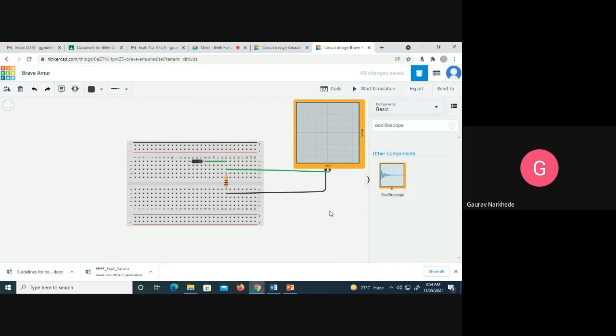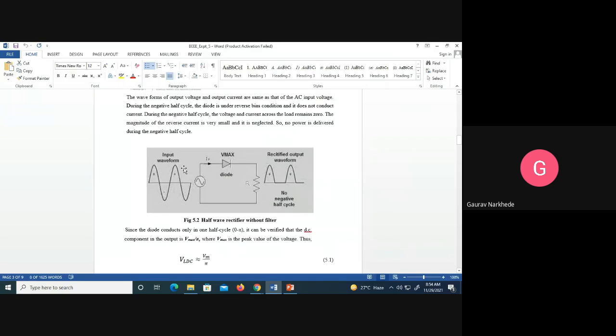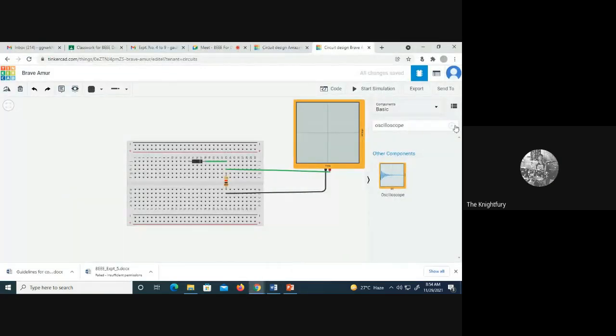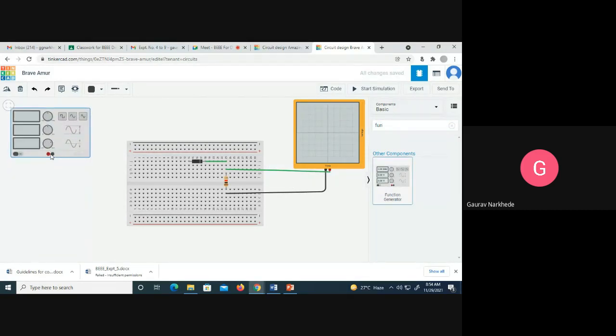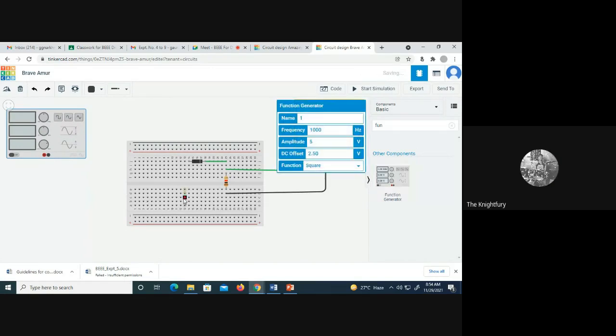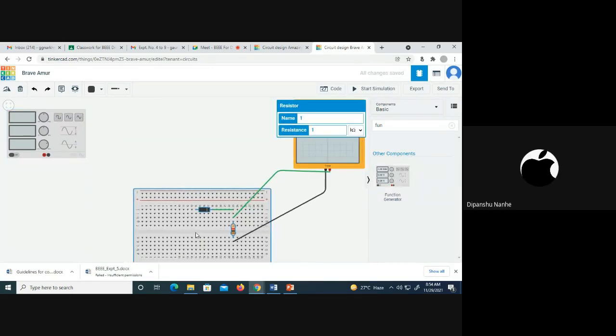Yes, sir. Now, what should be given to the input? This sine wave. So from where can I generate the sine wave? Function generator. Very good. So here I can use a function generator, right? I'm just dragging and dropping it here. Any problem in this? No, sir. I want to shift this here.